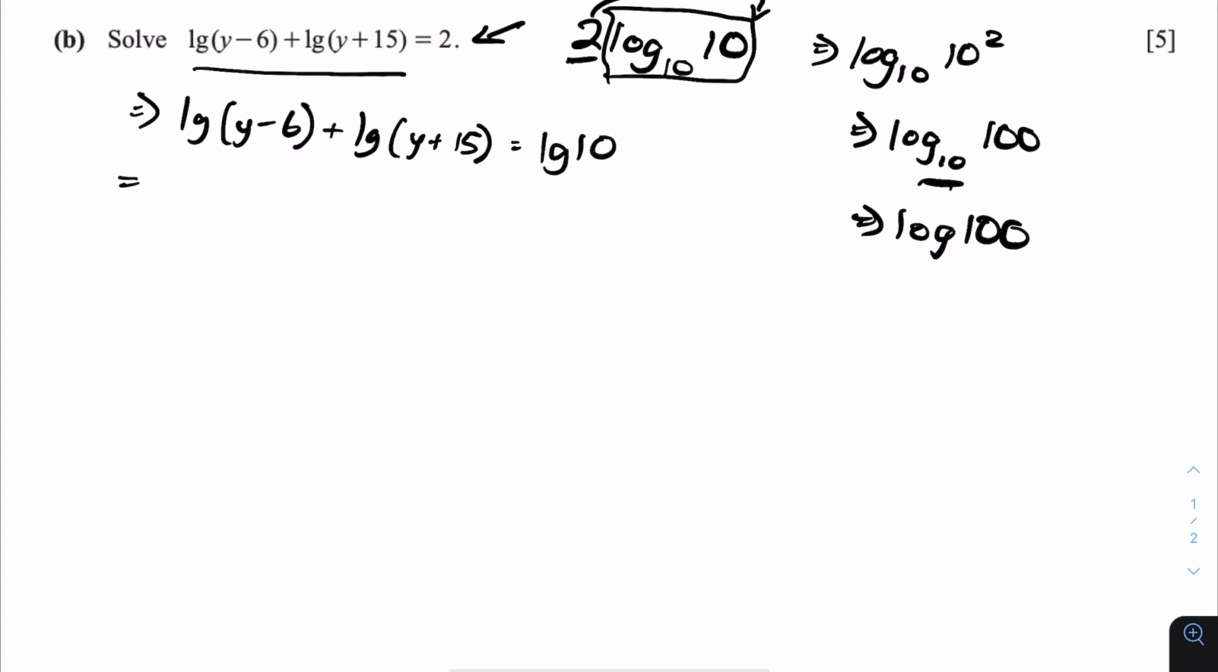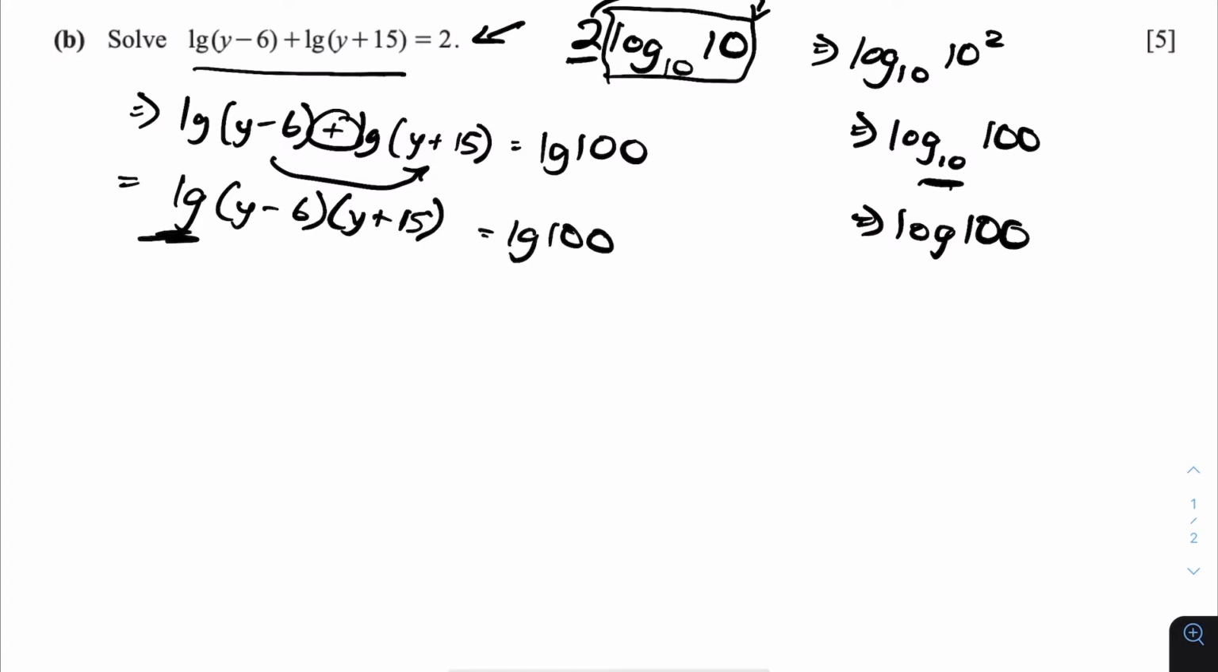Log 100. Now, if you remember, our other logarithmic rule is that we can multiply these two when there's an addition sign. So that would give us log (y minus 6)(y plus 15) is equal to log 100. And now that we have a logarithm on both sides of the equation, we can just get rid of it. So we have (y minus 6)(y plus 15) is equal to 100.